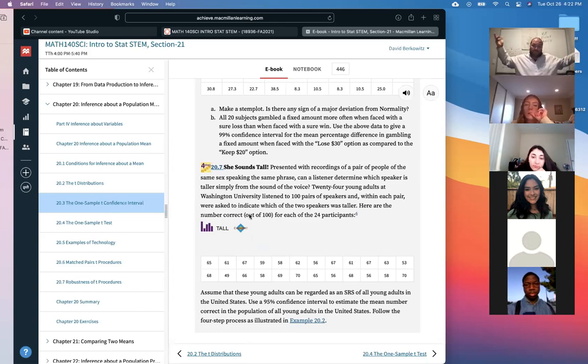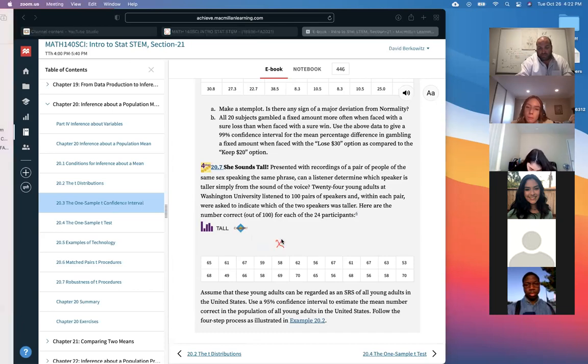But presumably, unless that university is the best in the world at voice height recognition, and students who go there have a leg up on the rest of the population, there's no reason to assume that these 24 are not just regular, good old-fashioned random 24 people. And we're assuming that for the SRS.